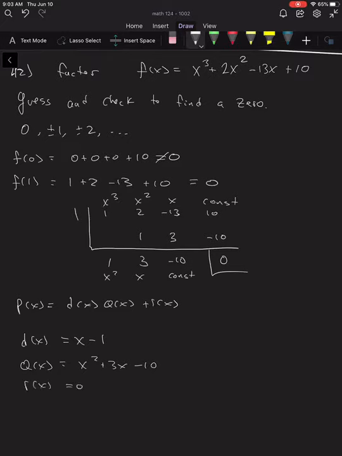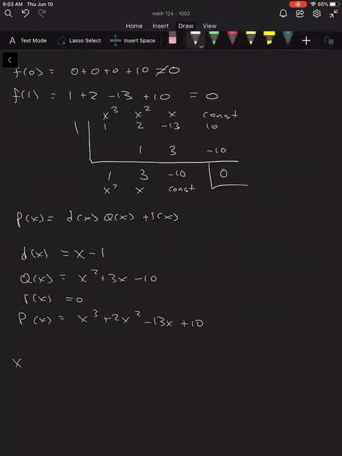So if we fill out this equation, what's p of x? Well, p of x is just the equation given to us, so we can write that out. All right, filling out that equation, we have x to the 3, 2x squared, minus 13x plus 10 is equal to d of x, which is x minus 1, times q of x, x squared plus 3x minus 10.